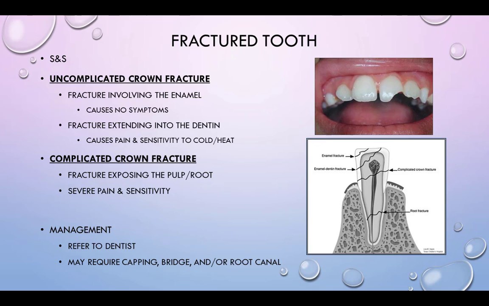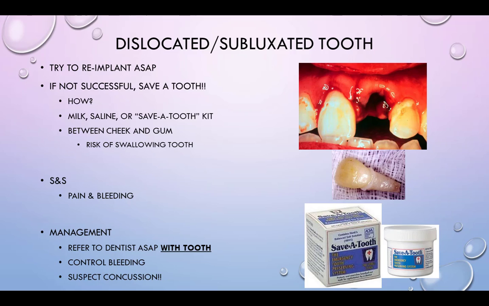A complicated crown fracture results in severe pain and sensitivity. If someone has sustained a tooth injury, refer the individual to a dentist as soon as possible. Injuries to teeth may require capping, a bridge, or even a root canal. If a tooth is knocked out, try to reimplant it as soon as possible.